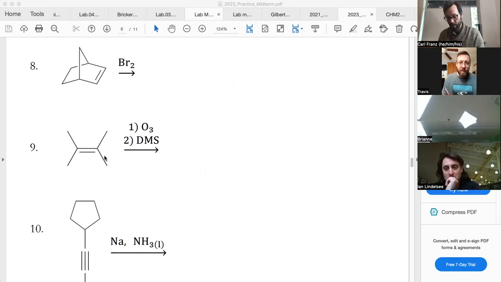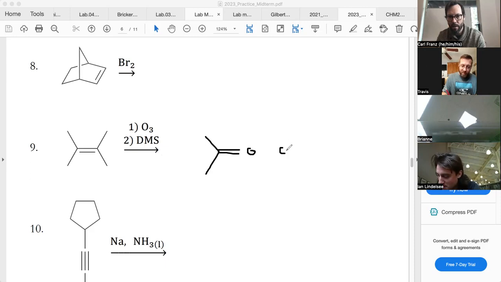I saw a trick online where the lady just takes this molecule and draws a line through the double bond and then writes an O on either side of that line. Yeah. And that's a way of seeing that there are going to be two ketones formed. Yeah. So what I was going to do is not that, but I was going to just write it like this. Right. Cool. Okay.